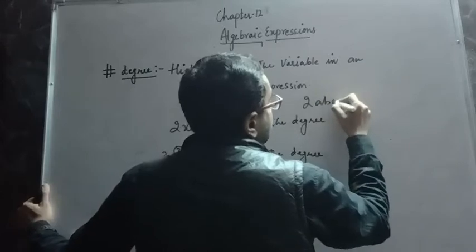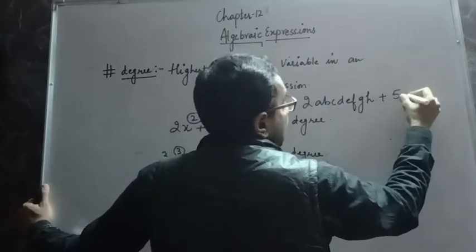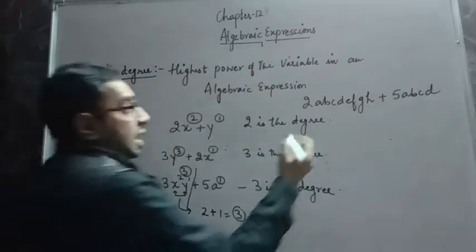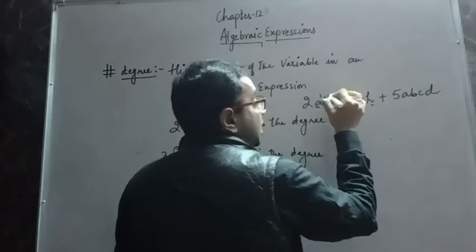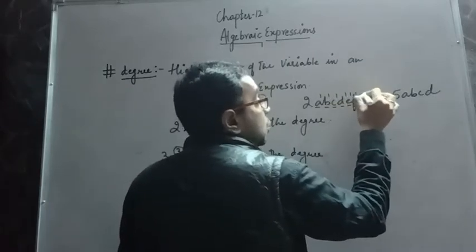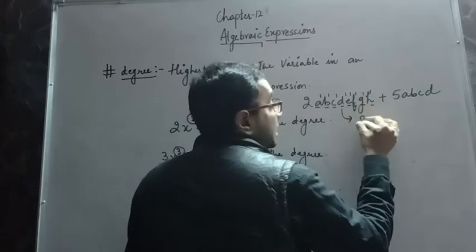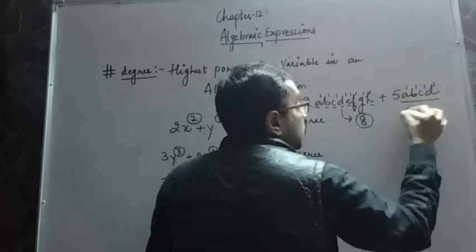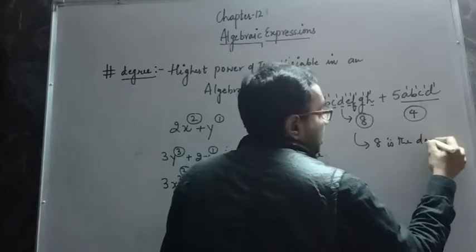2abcdefgh plus 5abcd. Now understand what is degree. How many variables? 1, 2, 3, 4, 5, 6, 7, 8. Every one is having power 1. So what is the degree? Total degree is 1 plus 1 plus 1 plus 1 plus 1 plus 1 plus 1 plus 1, that is 8. Here how many variables? 4. Each is having 1. So 4. Which is the degree? So 8 is the degree of the given algebraic expression.